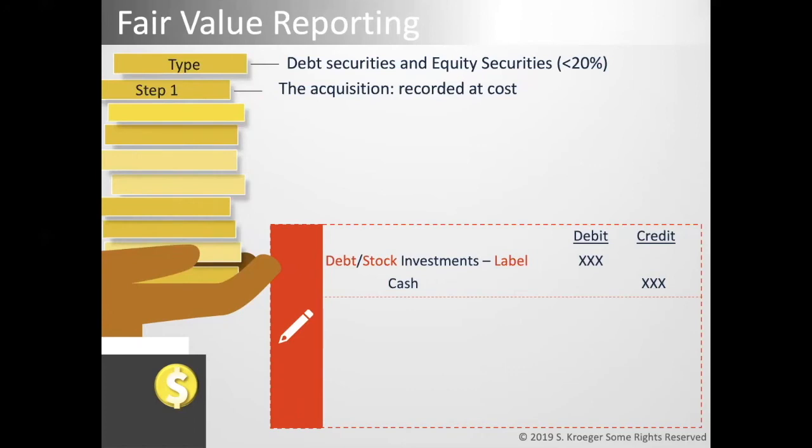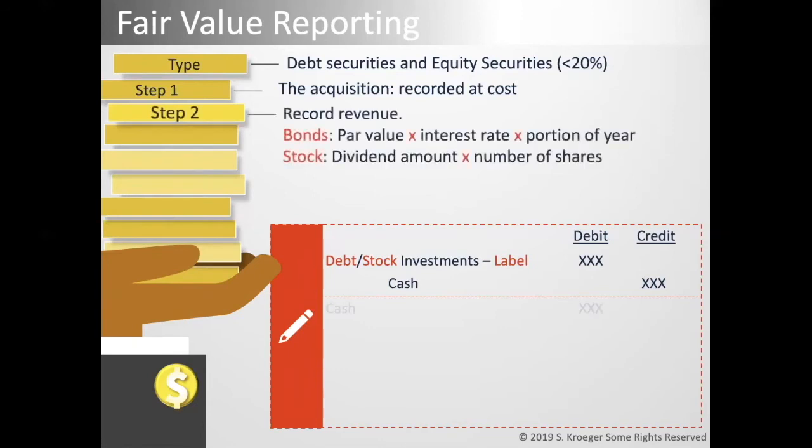The red color indicates where you would choose. The label would either be trading or available for sale. You never need to guess. The problem would tell you which one to use. So some examples would be debt investments dash available for sale or dash trading. Also, stock investments dash trading or dash available for sale. The credit would be cash because you need to spend cash in order to purchase the bonds or stock. The amount would be for how much you spent on it.